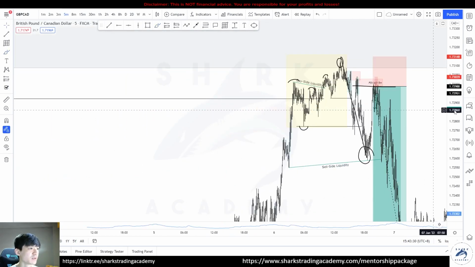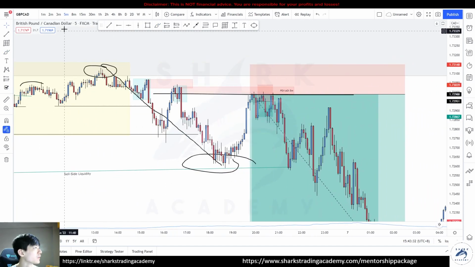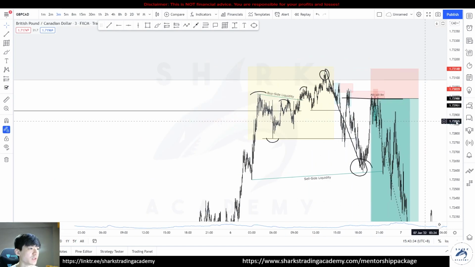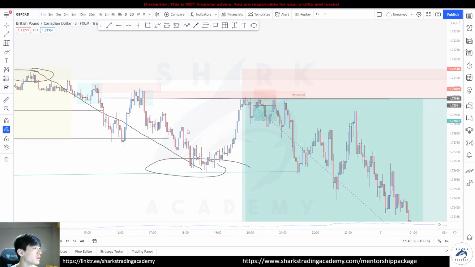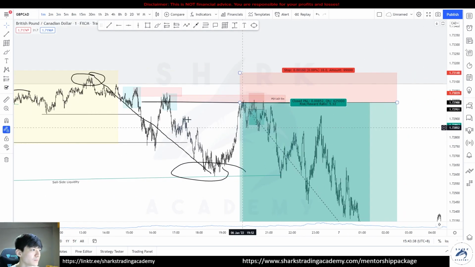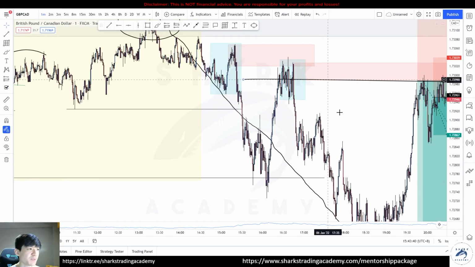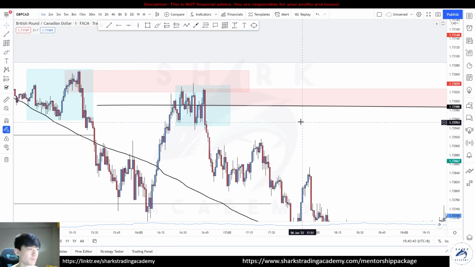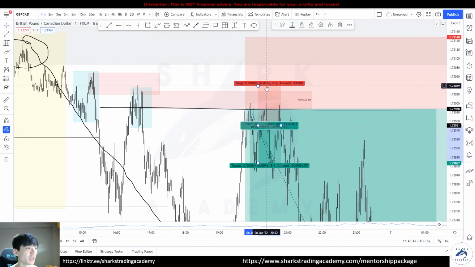I used the 5 minutes. Okay, I think it was lower. It was 1 minute. So this is a 1 minute supply within the 15 minutes supply zone, right? This over here is valid for sells. So I took a sell here. I didn't get involved here.